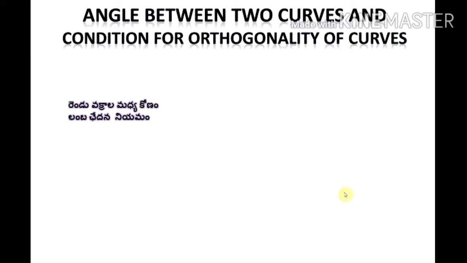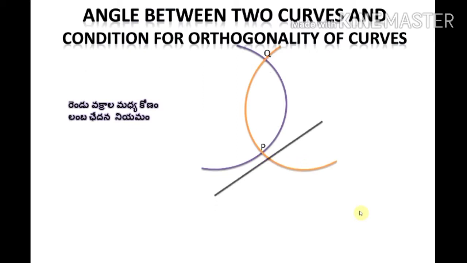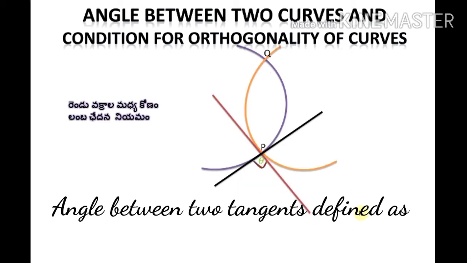For this, consider two curves. This is one curve, this is another curve. These two curves are intersecting at P and Q. Now draw the tangent at P to the first curve and draw the tangent to the second curve at P. If the angle between these two curves is theta, then this theta is called the angle between two curves.